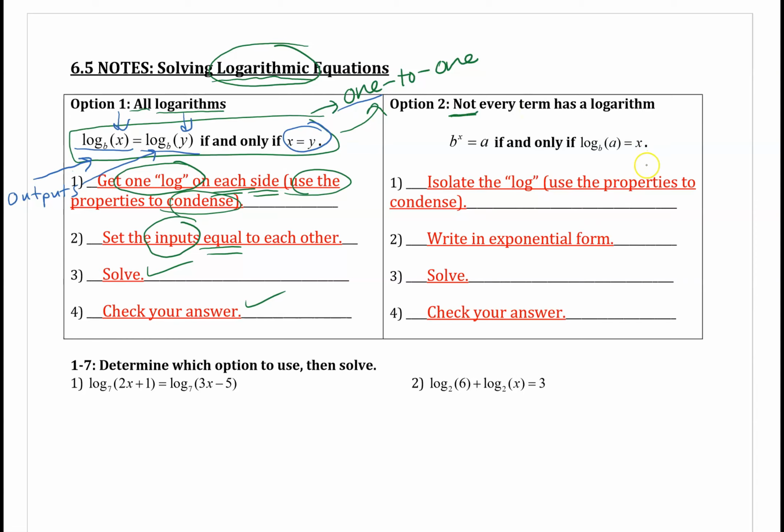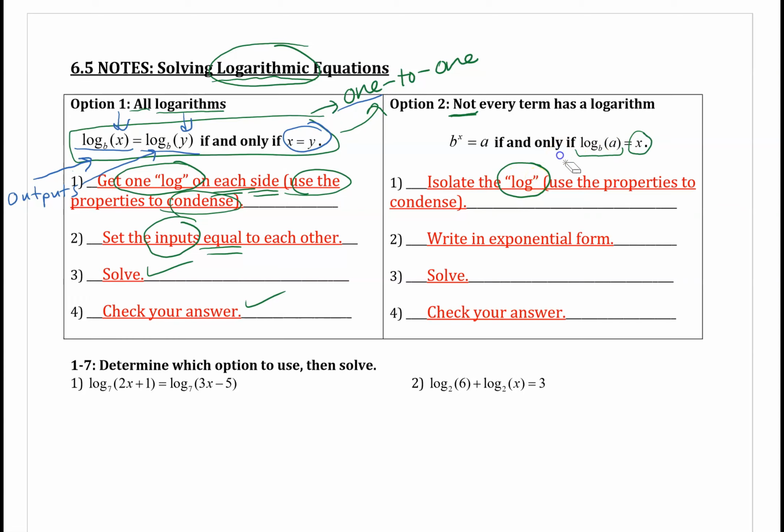The other option that might happen when you're solving a log equation is if not every term has a log. There might be something in your equation that doesn't have a log. In that situation, you want to isolate the log, meaning there should be only a log on one side, and whatever numbers or other things there are would be on the other side. So you'd isolate the log.